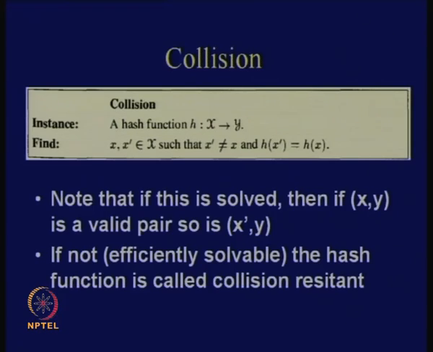Okay. So note that if this is solved, then if x, y is a valid pair, then so is x dash, y, and if this is not efficiently solvable, then the hash function is called collision resistant. Okay. So these are the three important properties which a hash function must satisfy, right?